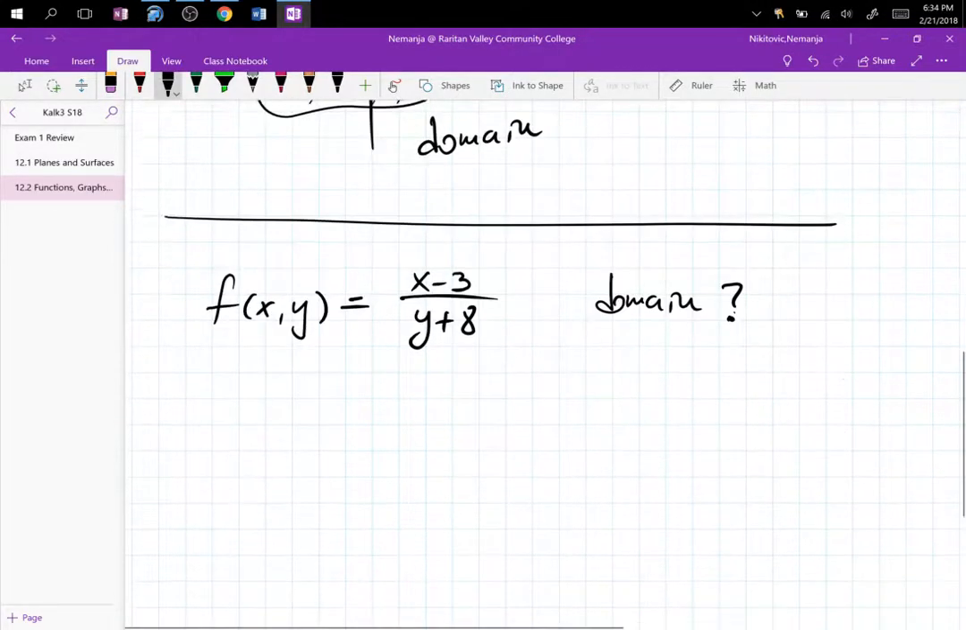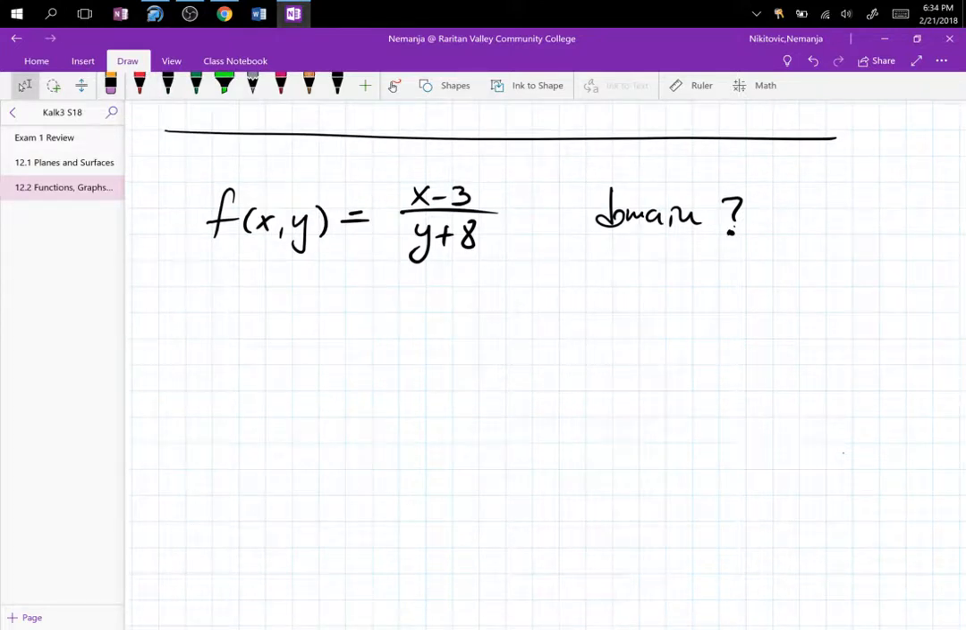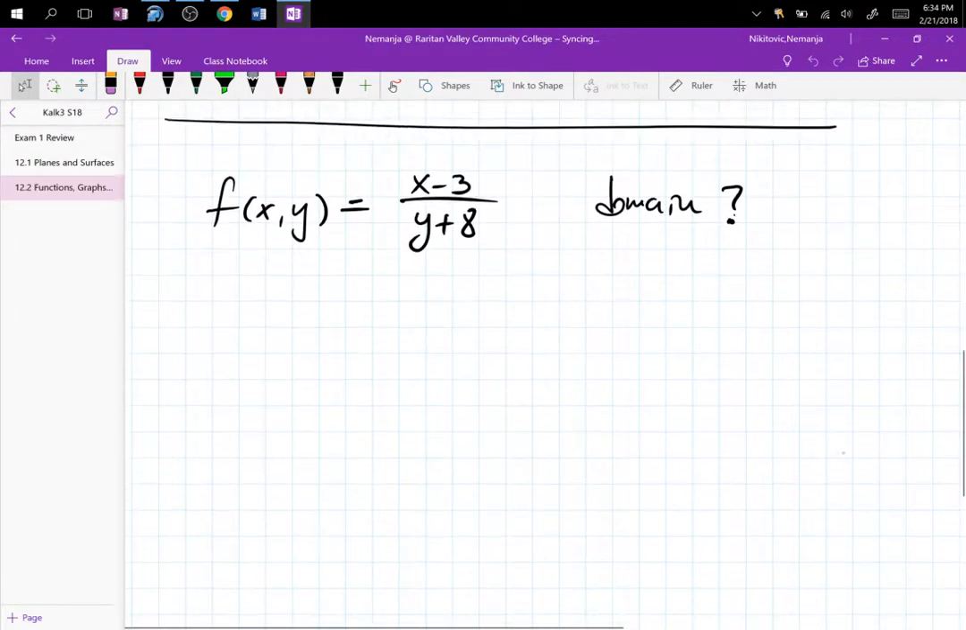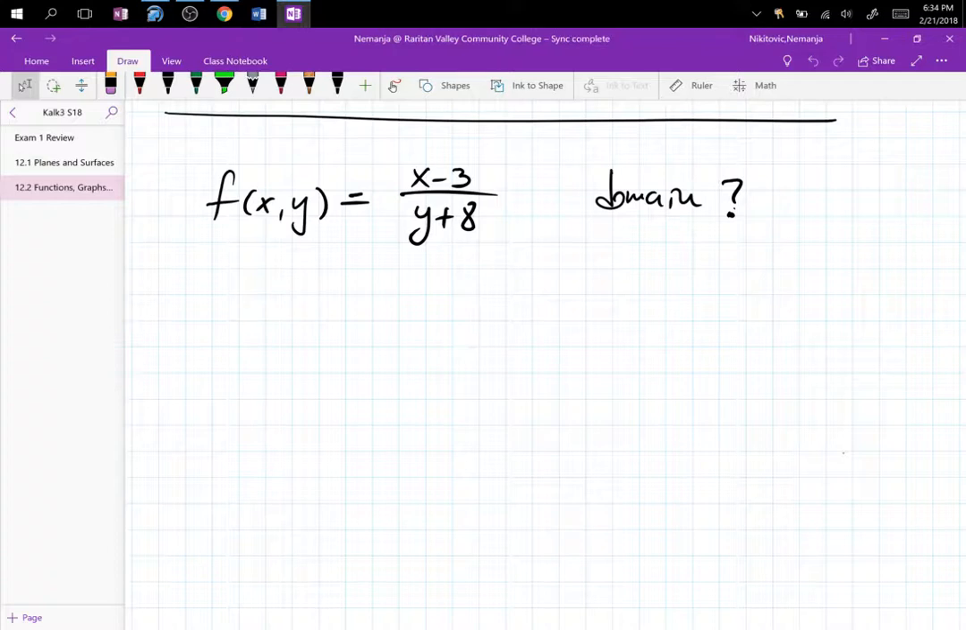Now, looking at this example, x minus 3 over y plus 8. What is the domain for this? I really don't need to graph this. What I need to do is to make sure that I'm not dividing by 0, that the square roots are not taking negative numbers, right? So that's all I need to worry about. The rest is fine.